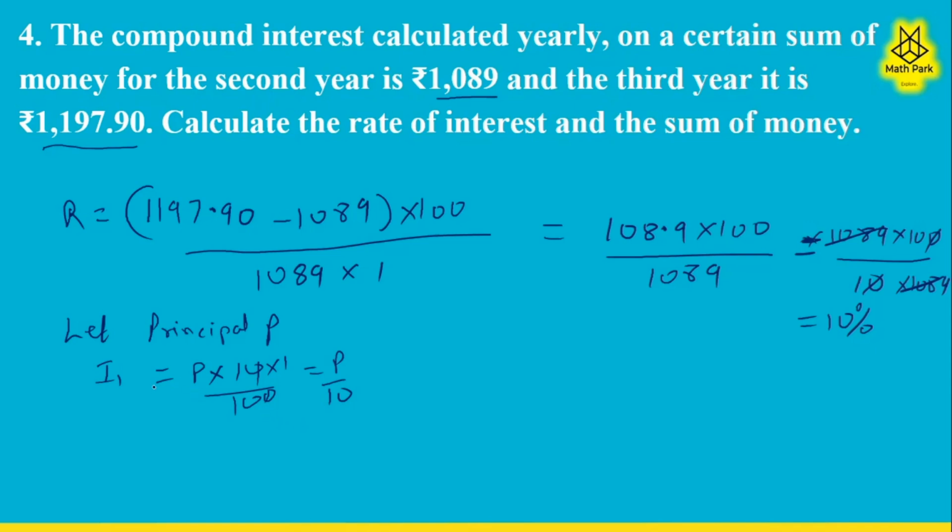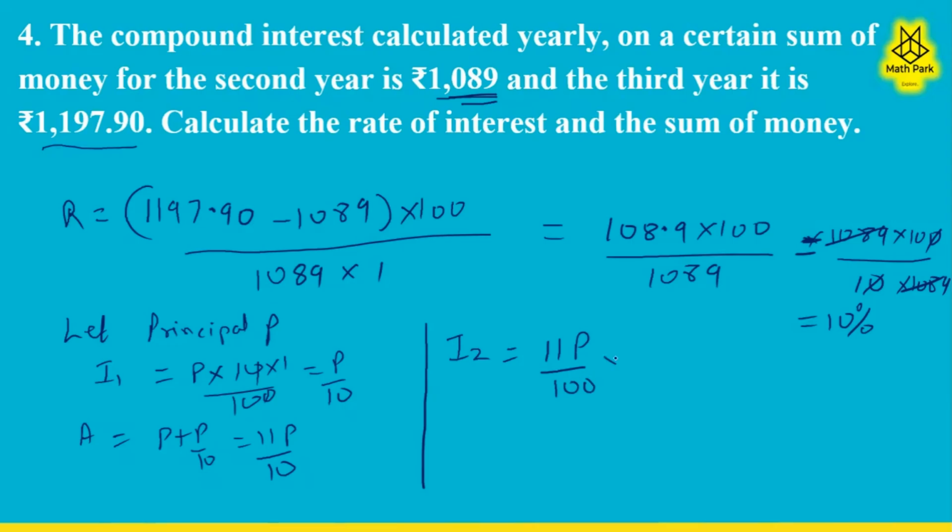Then the amount at the end of the first year is going to be P plus P by 10. The LCM is 10, plus 1, 11 upon 10. 11P upon 10 becomes the amount. Now for the second year, the interest for the second year: the principal is going to be 11P upon 10, into rate is 10, into 1 upon 100. And this is given to you as 1089.